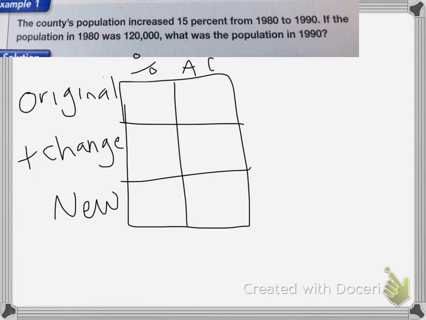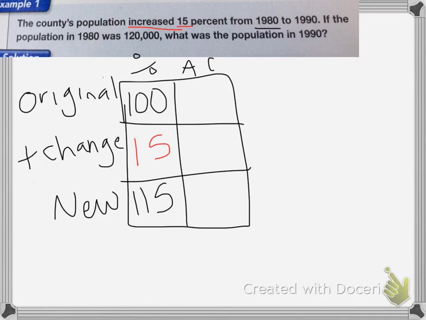So in this one, we're going to draw our ratio box, and we're having an increased amount. Our change is going to be a positive change because we're going up. So I'm going to fill in the information I know. The original in 1980 is going to be 100% because it's the entire population. Our change, we know that it's increasing 15%, so I'm going to have plus 15%. So then my new amount is going to be 115%.